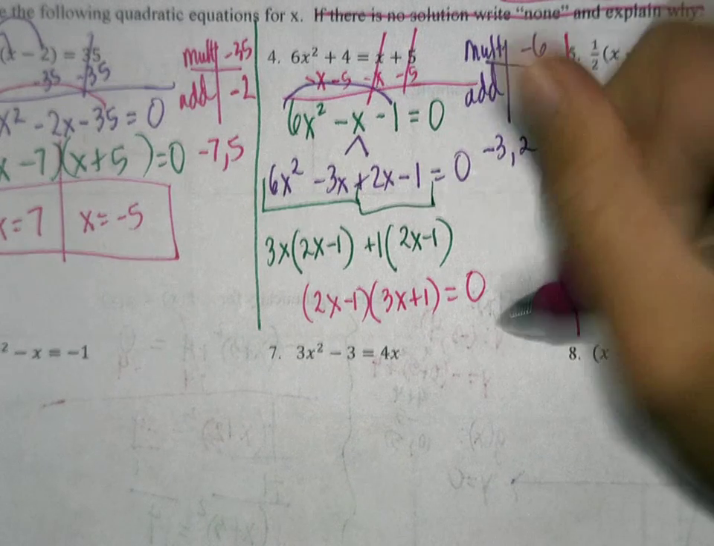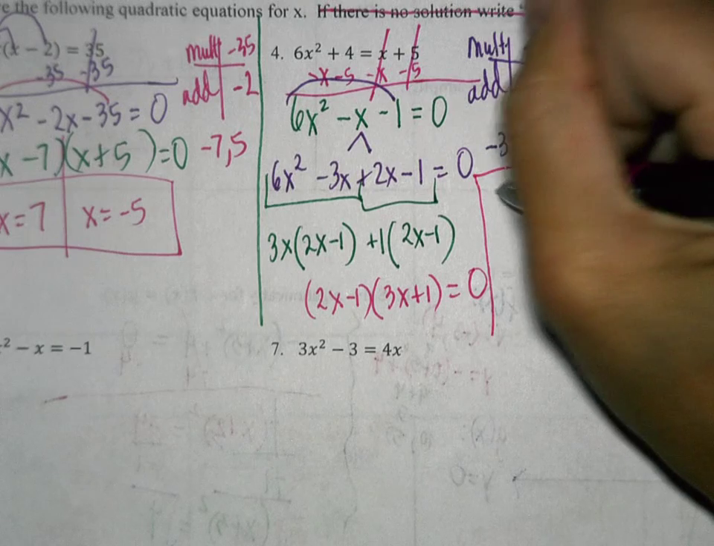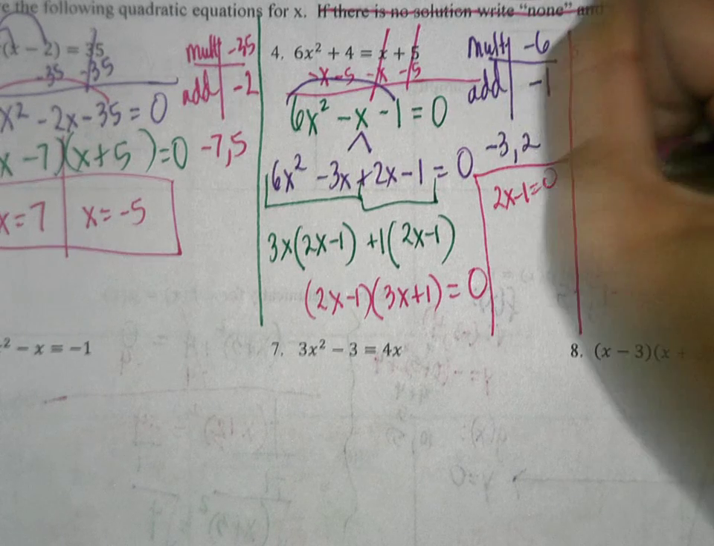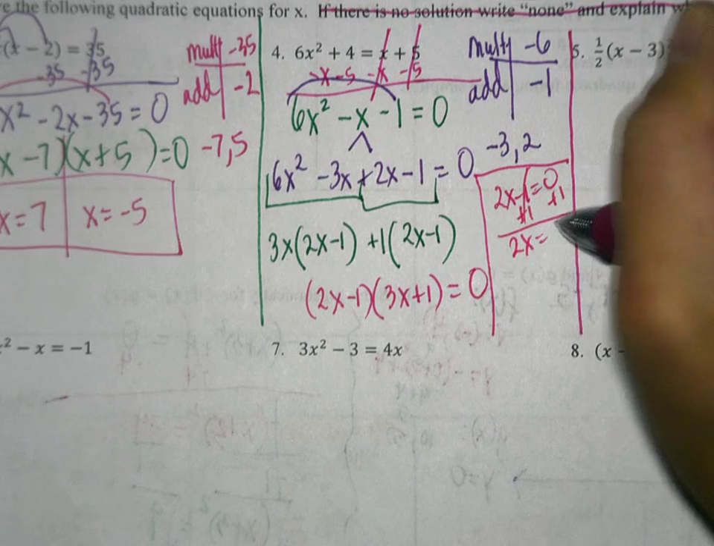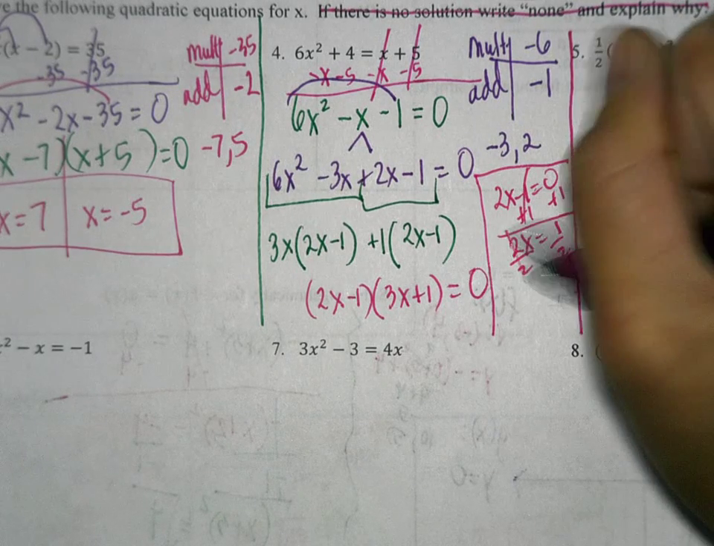Okay, and I kind of ran out of room here. So 2x minus 1 equals 0. You add 1 to both sides, and you get 2x equals 1. We divide by 2, and so x is 1/2.